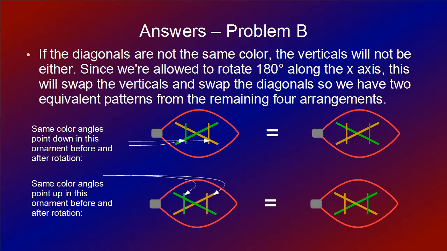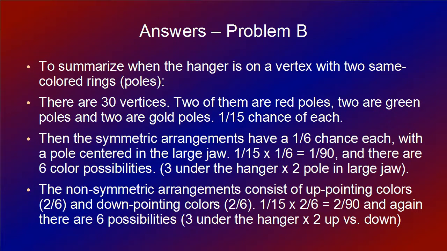If the diagonals are not the same color, the verticals will not be either. Since we're allowed to rotate 180 degrees along the x-axis, this will swap the verticals and also swap the diagonals, so we have 2 equivalent patterns from the remaining 4 arrangements. These patterns can be distinguished by noting that in one arrangement, the same color angles always point down. In the other arrangement, they point up. To summarize, when the hanger is on a vertex with 2 same colored rings or poles, there are 30 vertices. 2 of them are red poles, 2 of them are green poles, and 2 of them are gold poles.